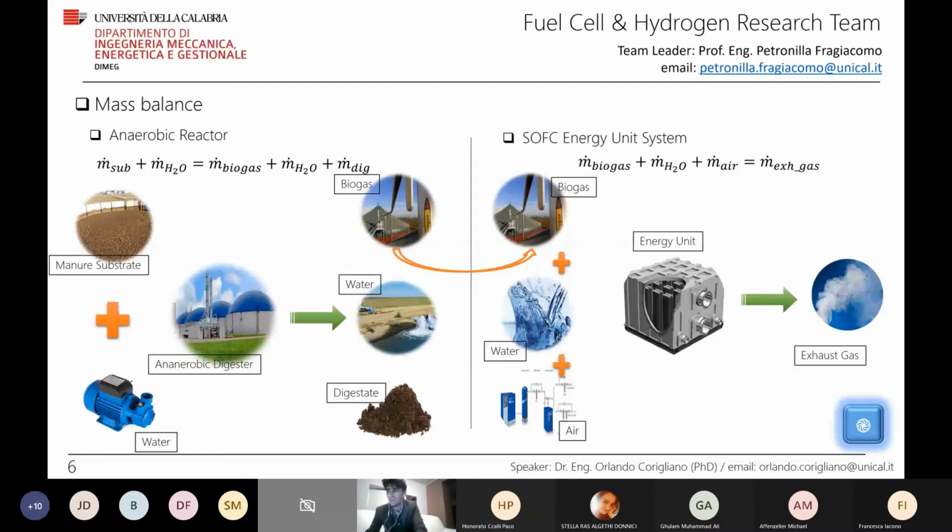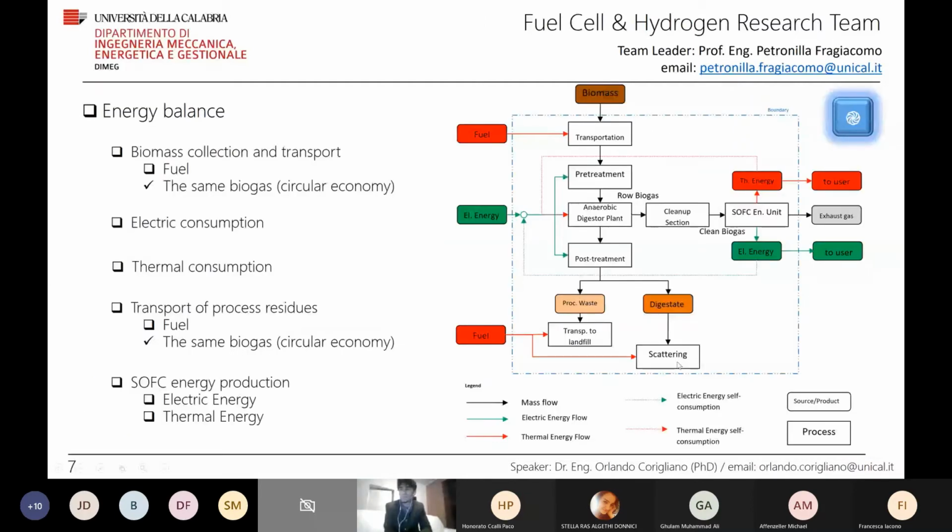As for the energy balance, it is necessary to well define the boundary in order to assess all the energy terms concurring to the process. This aims at quantifying the useful energy net of consumptions associated to the different phases, like the transportation of fresh biomass, pre and post treatments, the digestion, and the disposal of the process residues.